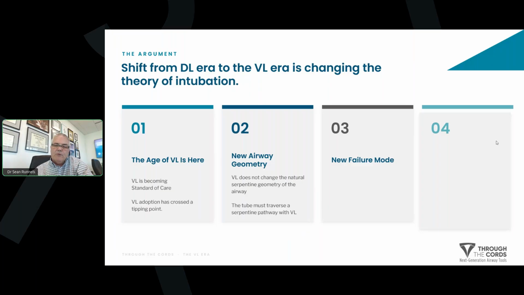There's a new failure mode. The DL era was characterized by visualization problems, and the VL era is characterized by tracheal access problems. So intubation is shifting from can't see to can't deliver the tube. So there are new solutions out there. We'll talk about that today.